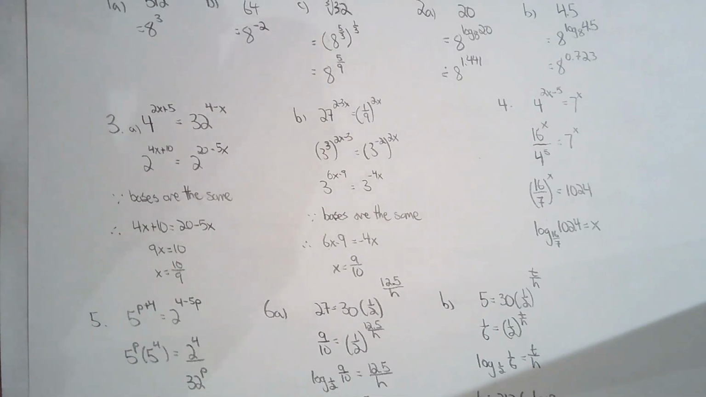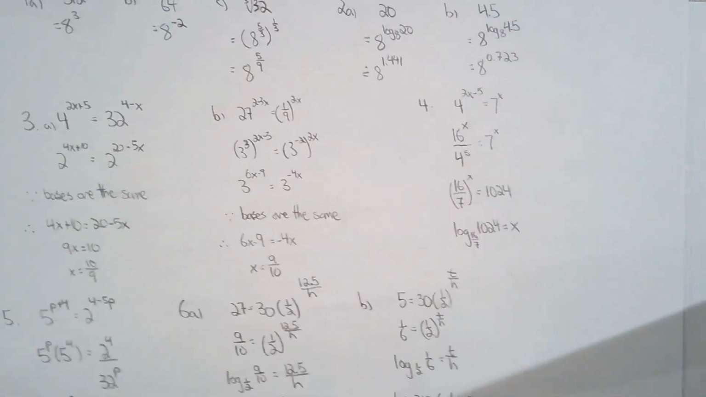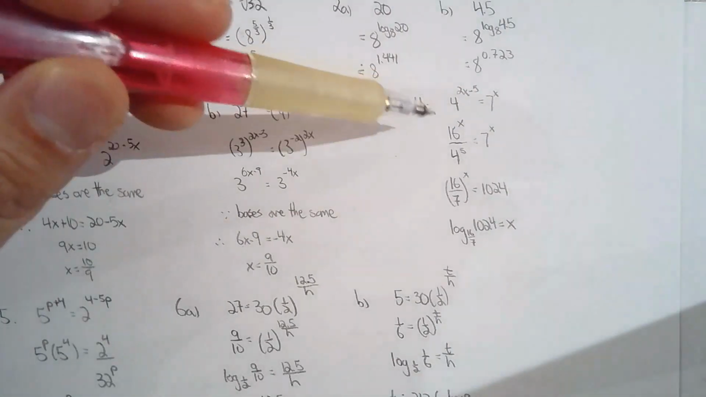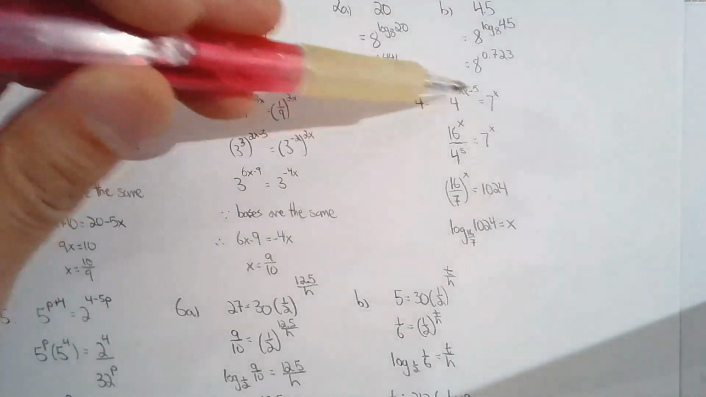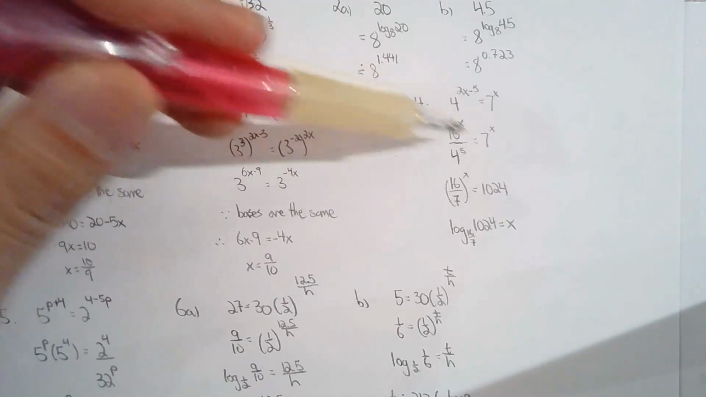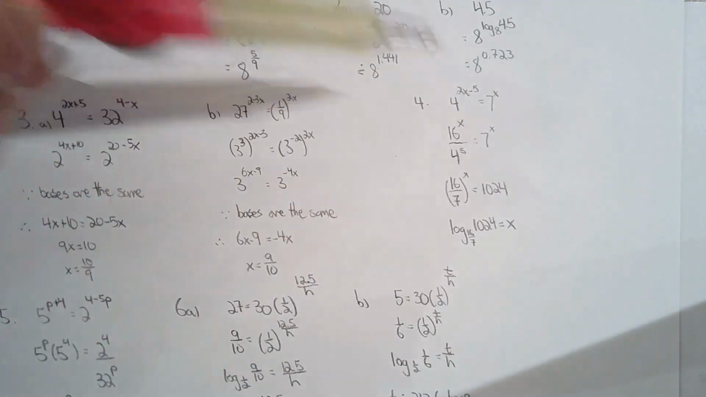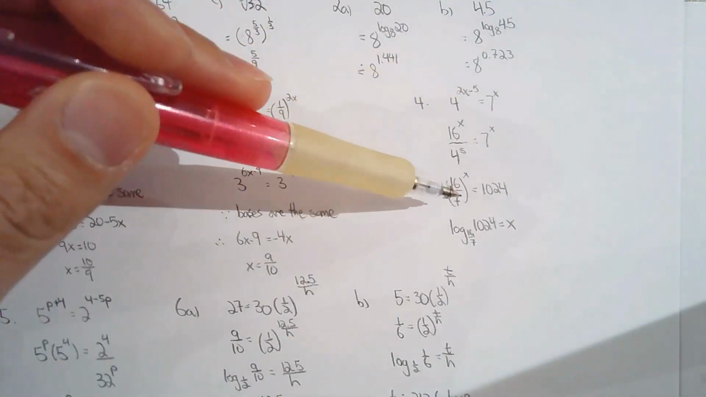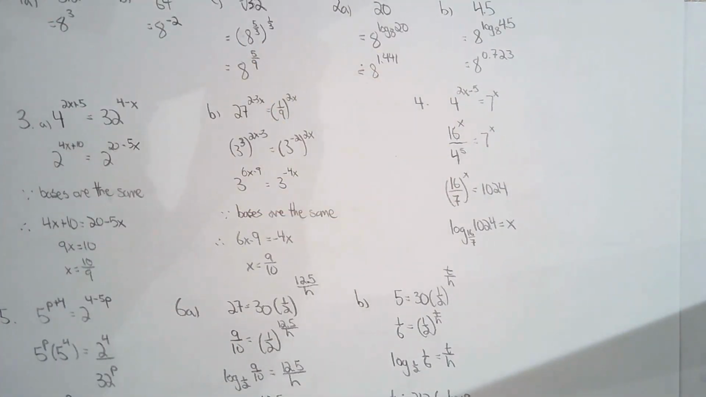So 3a and 3b are about the same. Number 4, different ways to do it, but the way I chose to do it is break the power down, and then that will help me isolate for x. So use your grade 9 exponent laws, and then you can easily solve for x by changing it to logarithmic form.